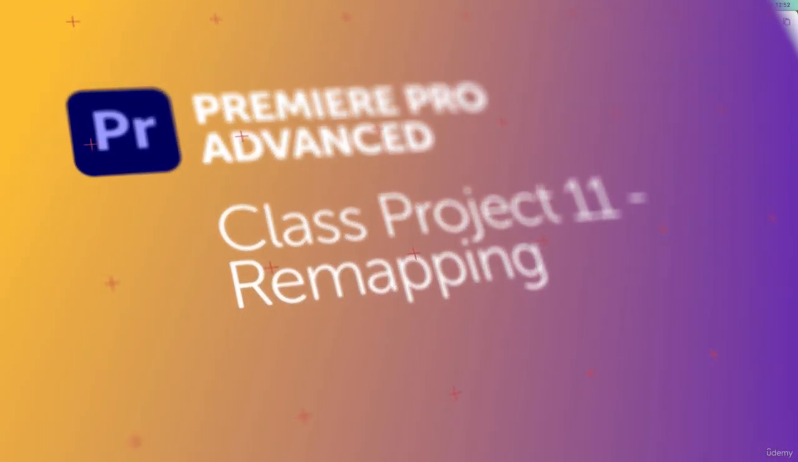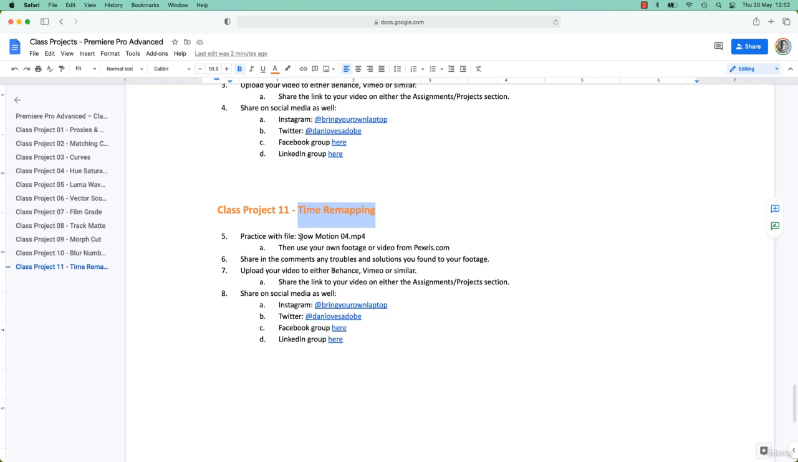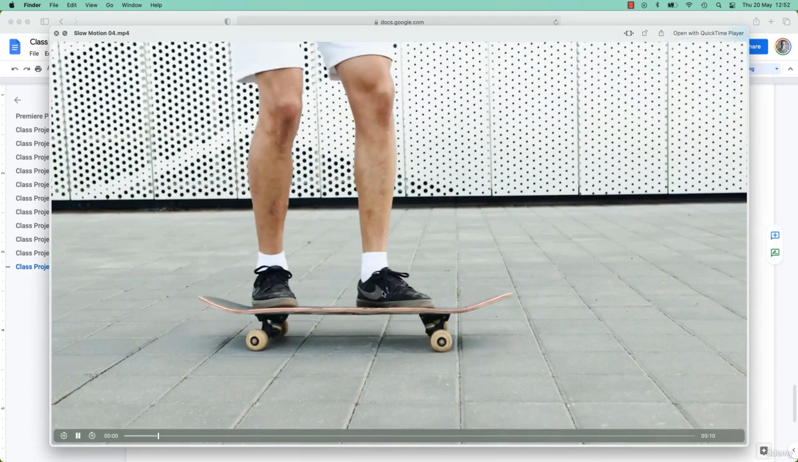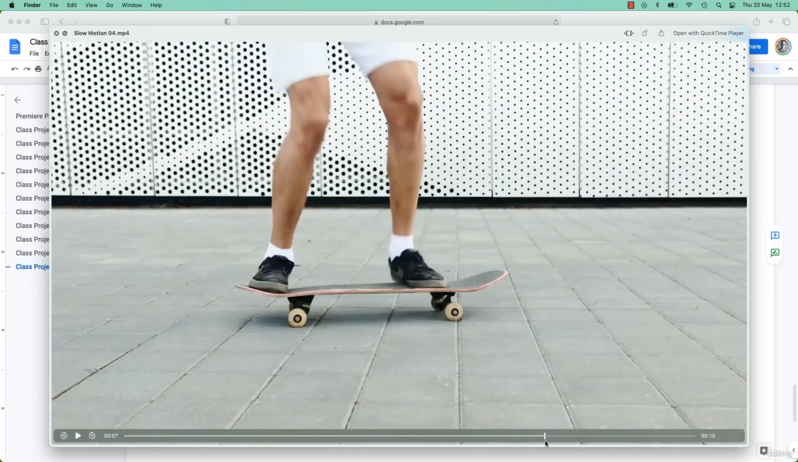We are going to be looking at time remapping. So I've got a practice file called Slowmo04 in your exercise files. Practice with that. I want you to do that kind of ramp where it plays along and then slows down at a critical point. In this case, it is a kickflip. Okay, so somewhere in here, slow it down.